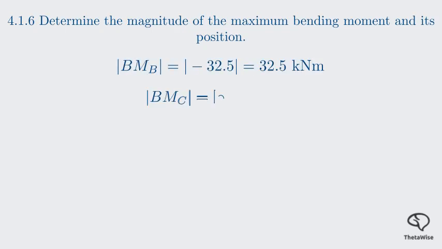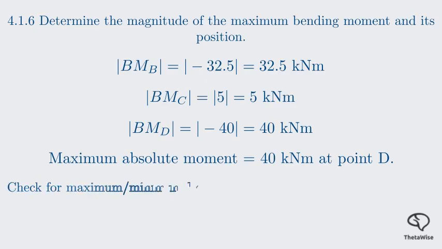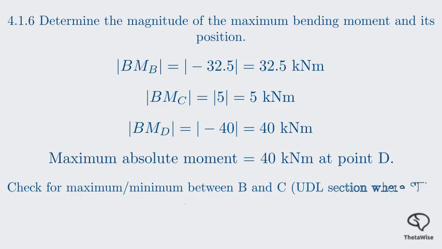Comparing the absolute values of our moments at the supports and point C, the largest is 40 kilonewton meters, which is at point D. However, we need to be careful. For a section of a beam under a uniformly distributed load, the maximum or minimum bending moment doesn't necessarily occur at a discrete point. It occurs where the shear force diagram crosses the zero line. Between points B and C, we have a section with a UDL. We need to check if a higher bending moment occurs within this section.